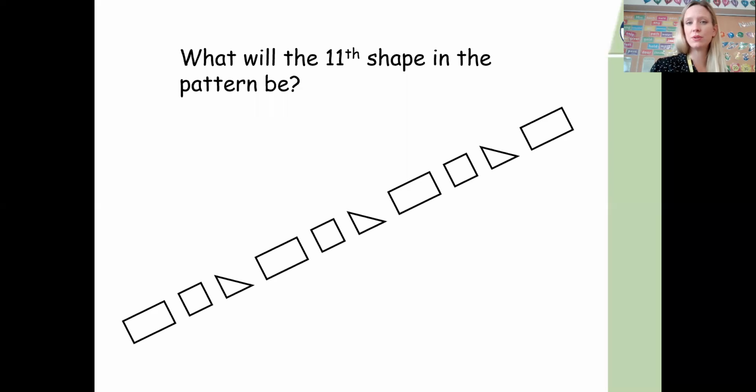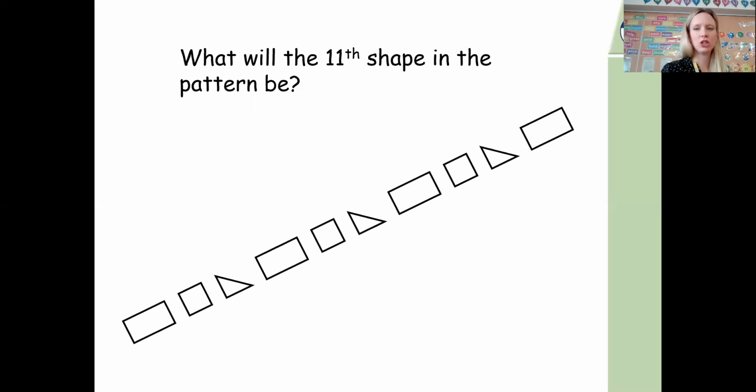Ooh, look at this, everybody. Here's a question. What will be the 11th shape in the pattern? So we've got this pattern in front of us. We have to work out which will be the 11th shape in the pattern.